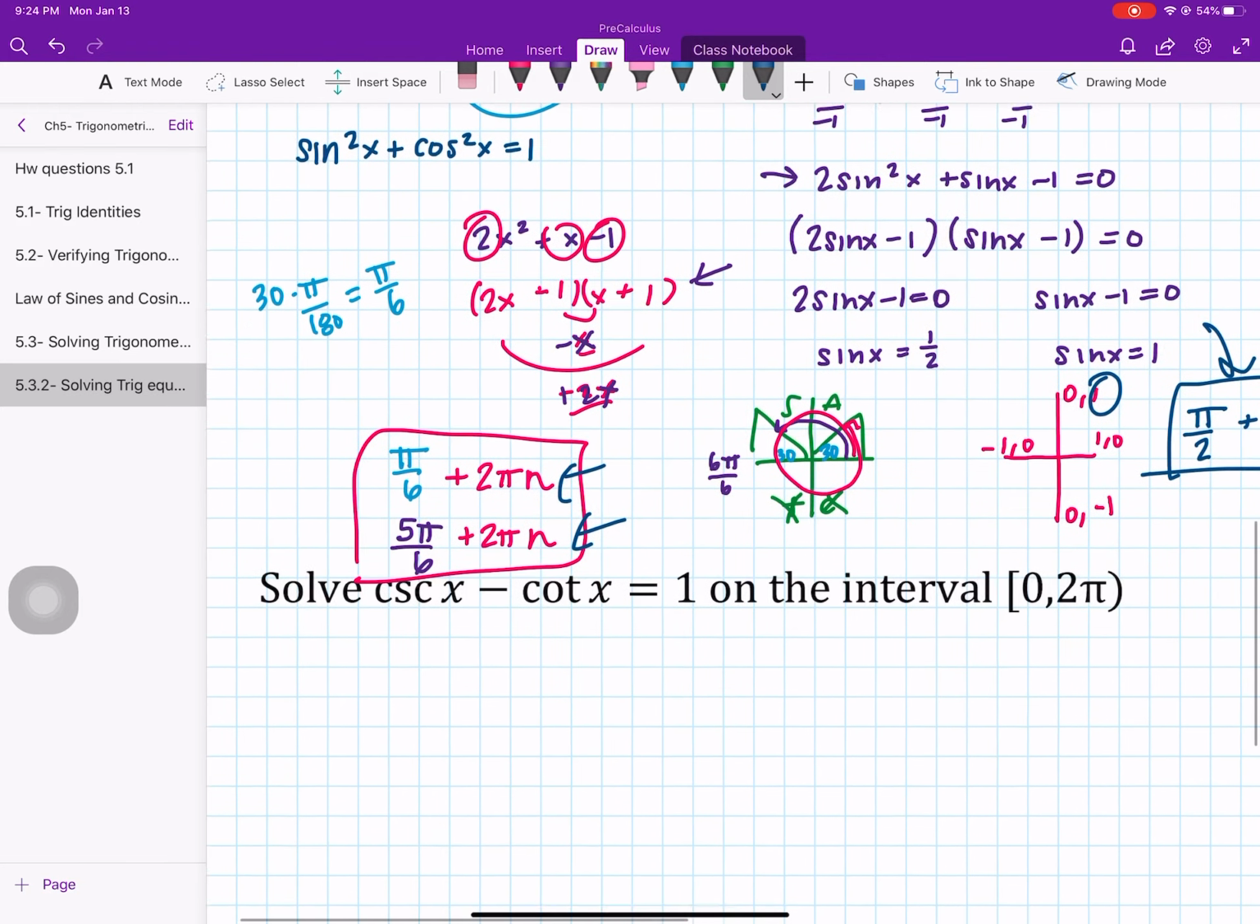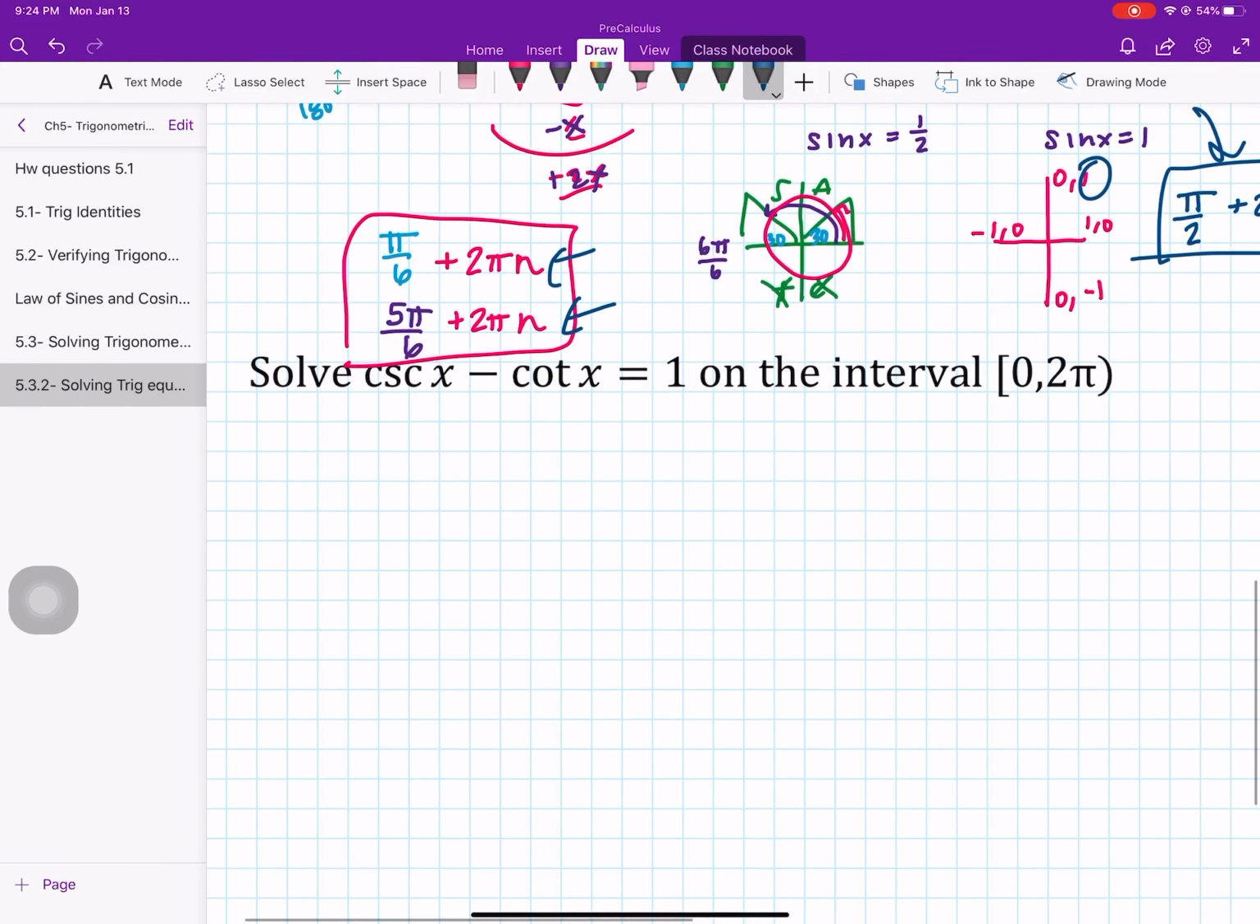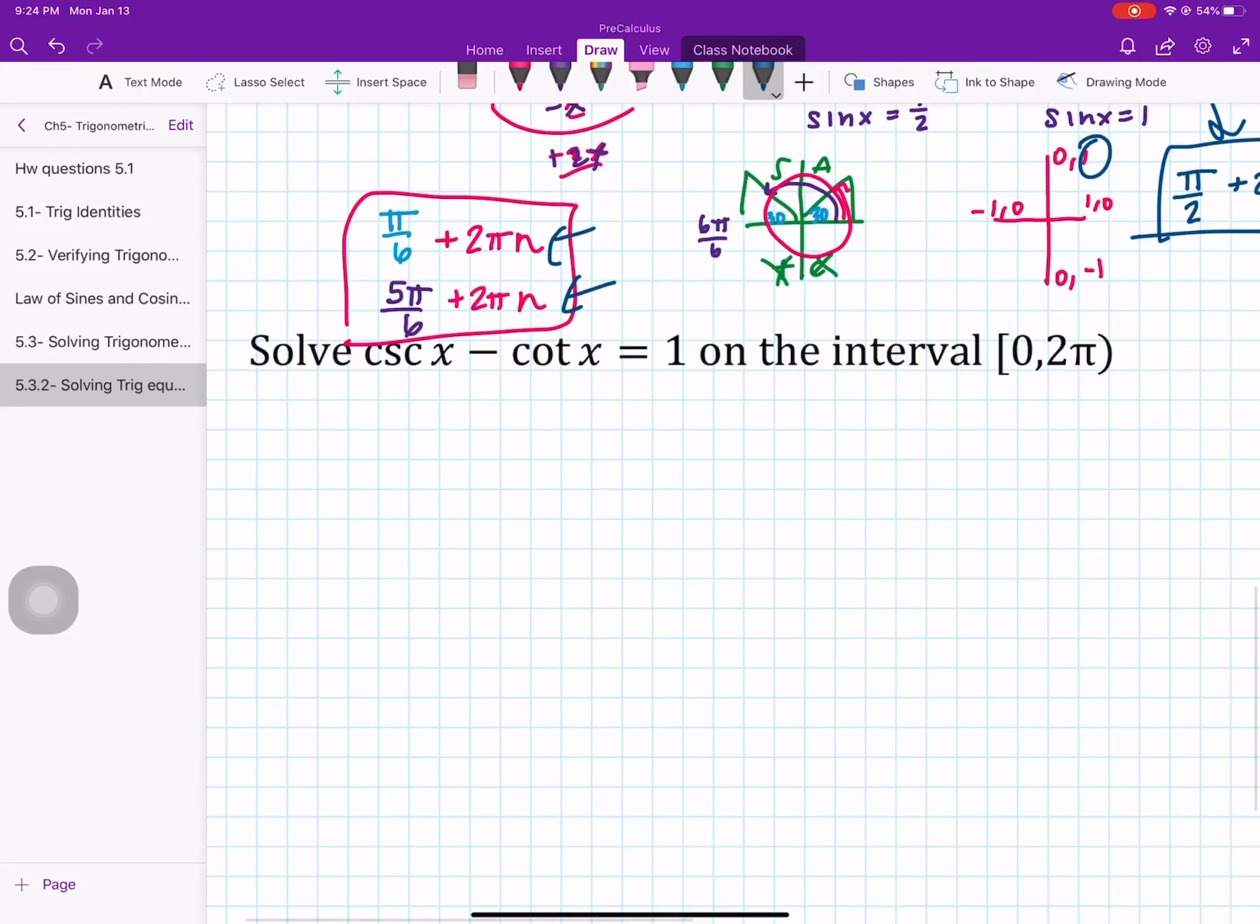Okay, we have one more example, and then the rest of the time is yours to work and get caught up on your assignments. And this one's actually kind of tricky. So if you're looking here, we have cosecant minus cotangent equals 1.